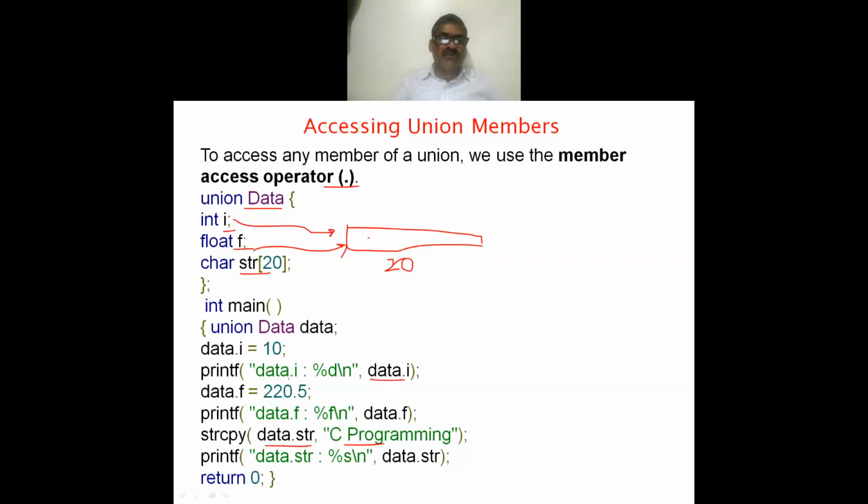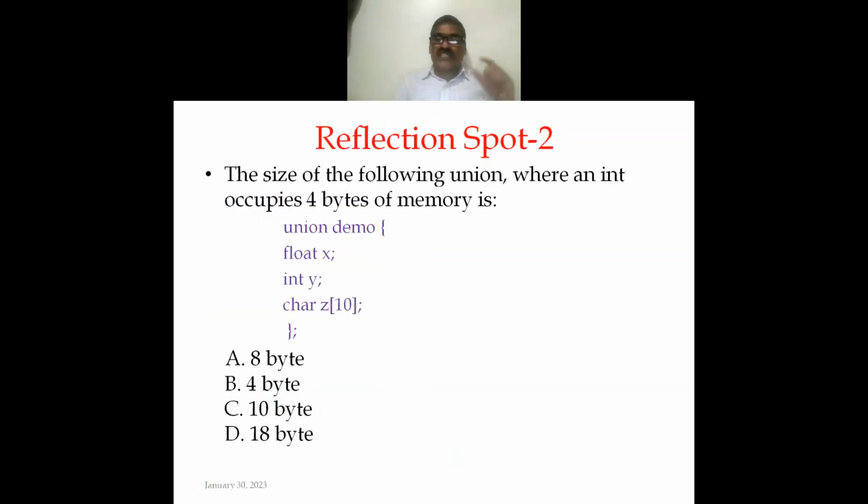So like this, only one member at a time can access or use the memory allocated for the union. If you want to use all the data members simultaneously, you are going to get an incorrect result.